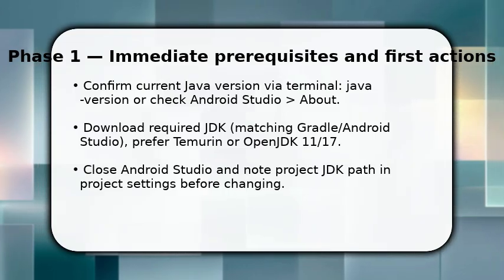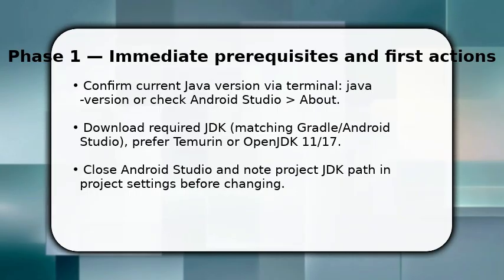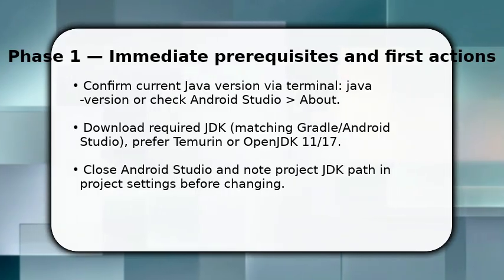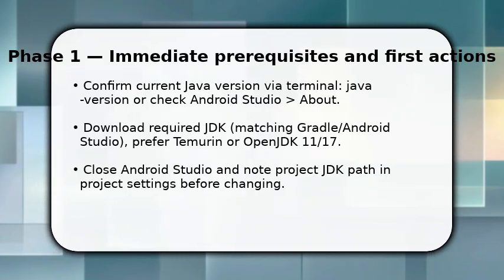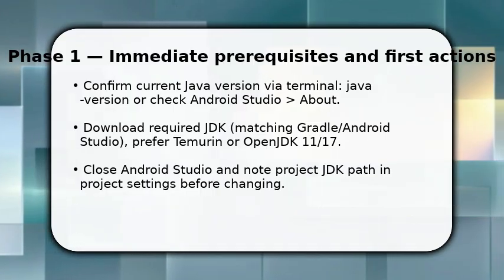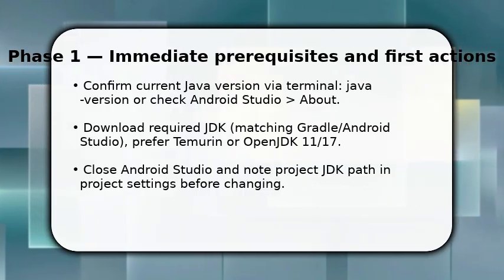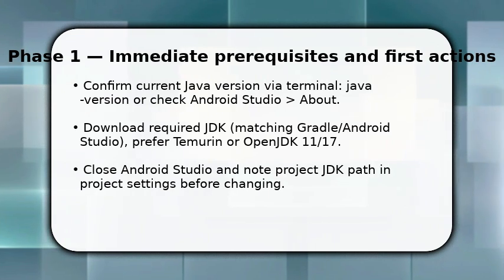Enjoy the video. You'll begin by verifying prerequisites so you don't break builds. First, run java -version or open Android Studio to confirm your current JDK. Next, download the JDK version required by your Gradle plugin, commonly 11 or 17. You can use Temurin or OpenJDK. Once downloaded, don't open Android Studio yet. Close it. Make sure to note the current project JDK path in Settings so you can revert if needed.